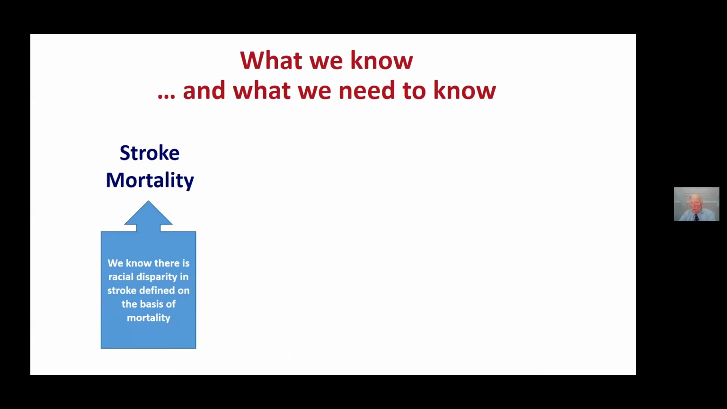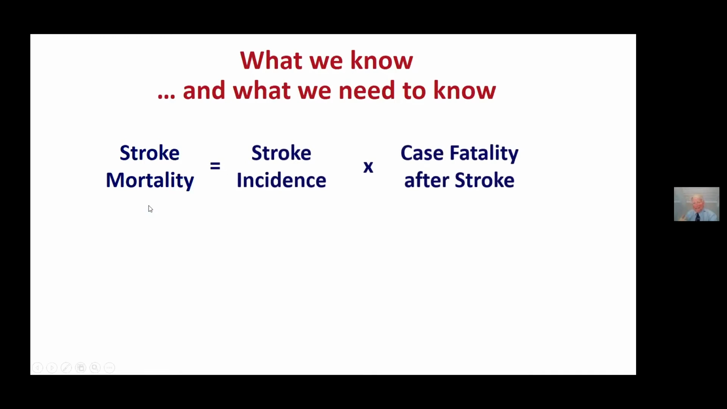And so what we know very well is that the disparity exists on stroke mortality, deaths from stroke. But stroke mortality is actually comprised of two components. The first component is incidence of stroke, how many people are having stroke. And the second component is case fatality, how many people, once you have a stroke, die of it.